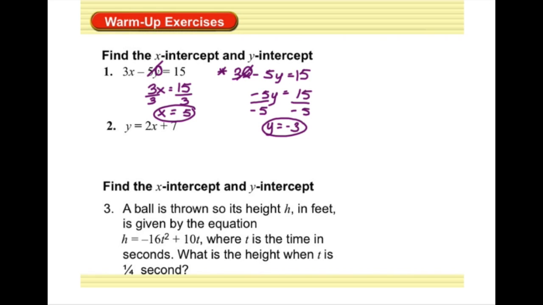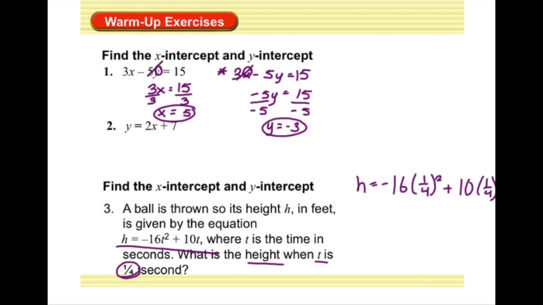Problem number 3 says a ball is thrown, so its height, h, in feet, is given by the equation h equals negative 16t squared plus 10t, where t is the time in seconds. What is the height when t is 1/4 second? This is just a substitution problem, right? I'm just going to take this equation here, and it says what's the height when t is 1/4? So I'm already solving for h, which I'm assuming is height. So all I need to do is plug in what would be the 1/4. So anywhere there's a t, I would plug in 1/4.